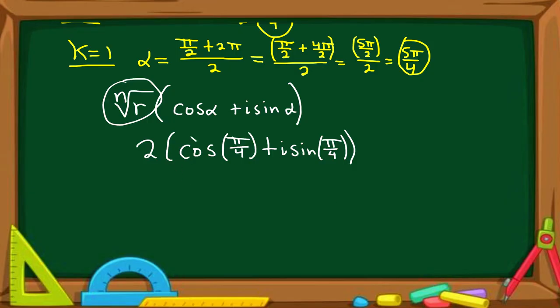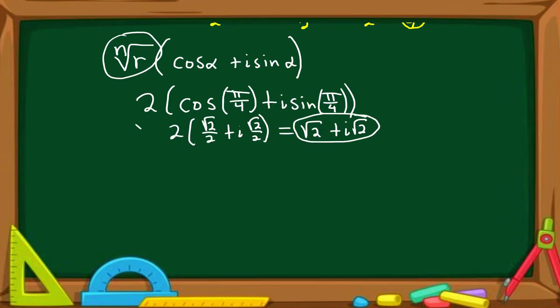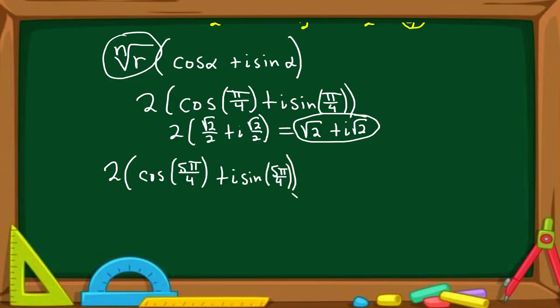You could work this out, so this would be 2 times square root of 2 over 2, plus i square root of 2 over 2. Distribute the 2 and you simply get square root of 2 plus i square root of 2. The 2's cancel. So that's one of the roots. The other root we would get by plugging in 5 pi over 4. So 2 cosine 5 pi over 4, plus i sine 5 pi over 4. You see these problems take a while. This is actually one that's pretty simple. It's a pretty lengthy process. It's not hard. It just takes time.